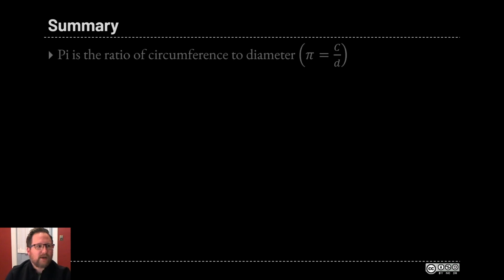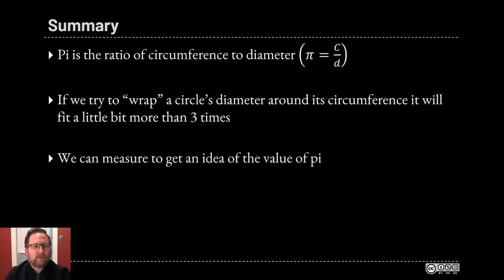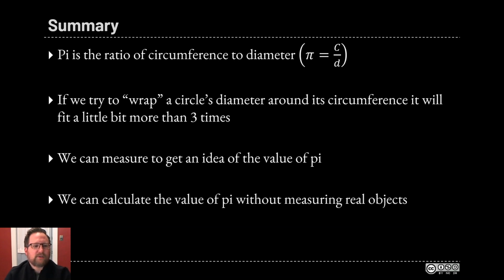All right, so to summarize, pi is, by definition, the ratio of the circumference to the diameter. It turns out to be around 3.14, but 3.14 doesn't really tell us what it means. Another way to think about what that means is that if we try to wrap a circle's diameter around the circumference, it's going to fit a little bit more than 3 times. We can measure real-world objects to approximate the value of pi, but we can also calculate it much more precisely through a variety of methods without measuring real objects.